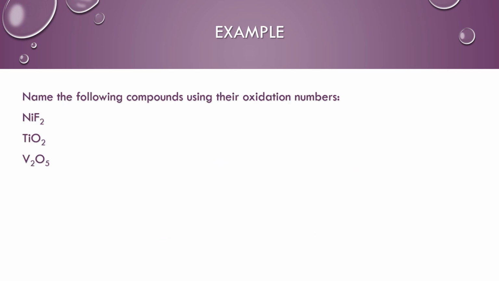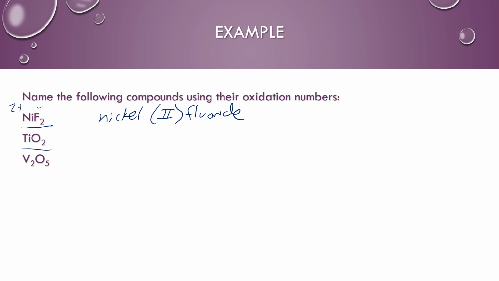Let's practice naming these ones using their oxidation numbers. Remember, for these transition metals, we can effectively use their charge instead of an oxidation state. So in this case, for the nickel, it's attached to 2 fluorines. Fluorine has a -1 charge because it's a halogen, and there's 2 of them. So that means the nickel must be a +2 overall to cancel out the -2s. So we have nickel(II) fluoride. And remember, the second one changes to ide.